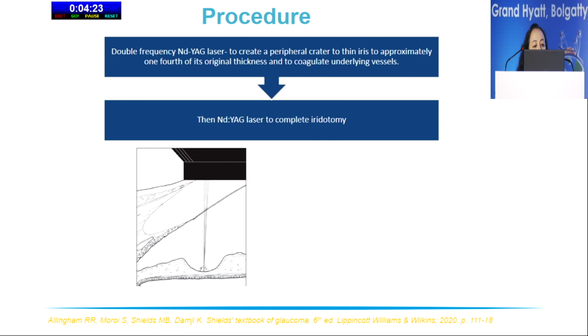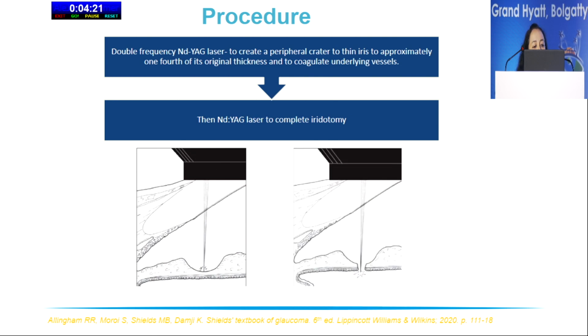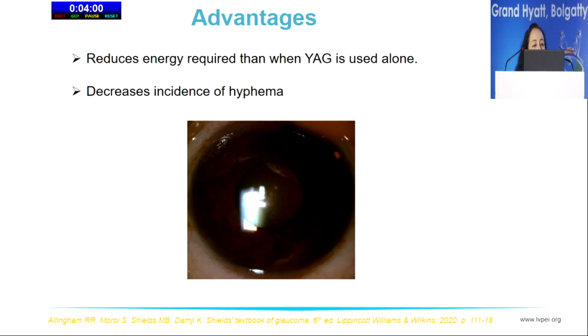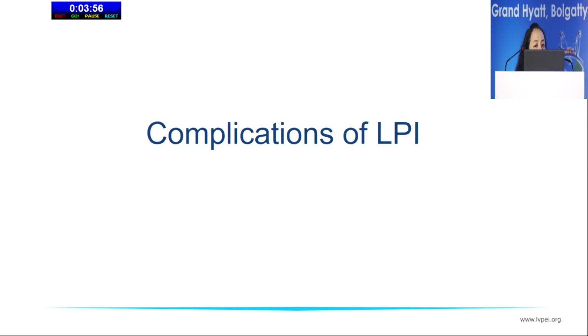So as we can see from this animation, first we use the frequency-doubled Nd:YAG, then the Nd:YAG. So when do we do sequential PI? If there is a thick or dark iris, or in patients who are on anticoagulants which cannot be stopped, to prevent or decrease the bleeding, and those who have friable iris as in uveitis or neovascularization. The advantages are that it reduces the energy required and also decreases the hyphema.